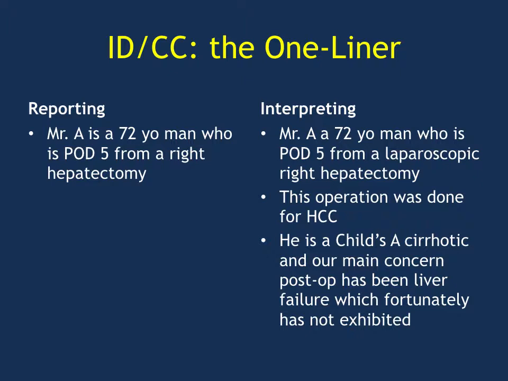On the right is an interpretation where you talk about who he is, but you also talk about, look at the second line, what the indication for the operation was. It was for hepatocellular carcinoma. And the third bullet is even more illustrative of interpretation, in that the person is explicitly stating what the major comorbidity of the patient is and what the main concern in the post-operative recovery is.